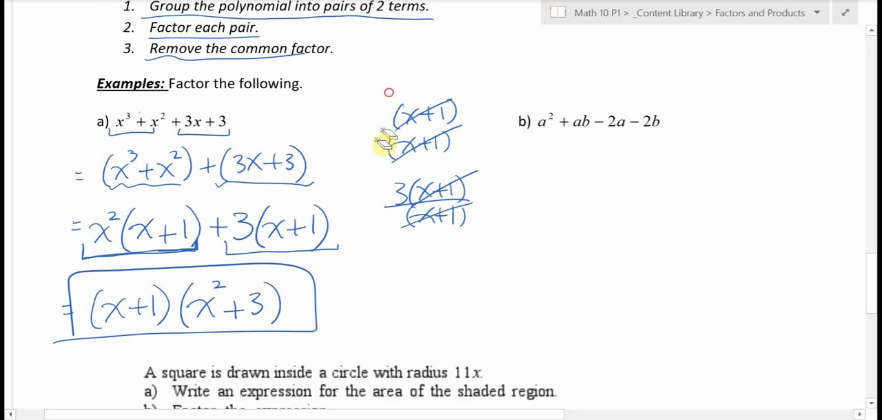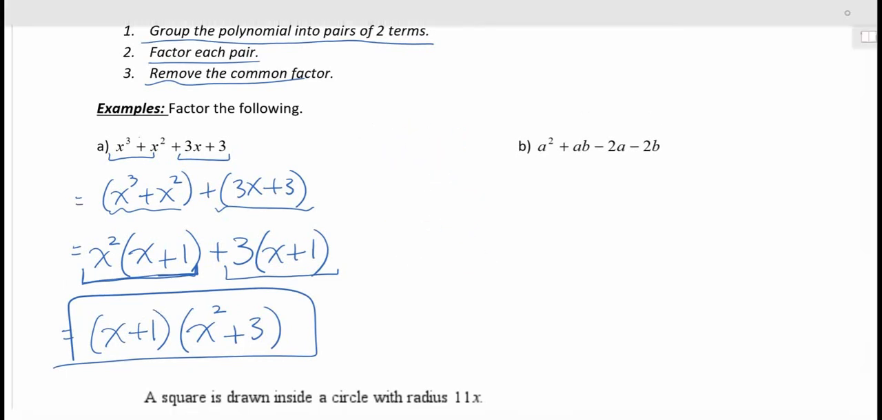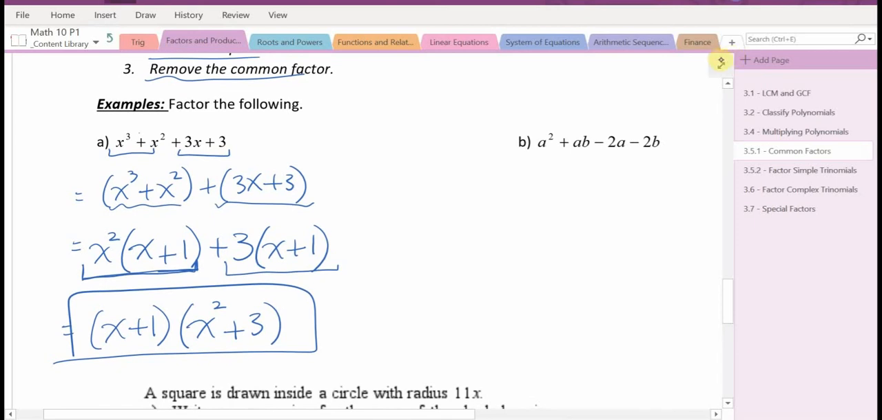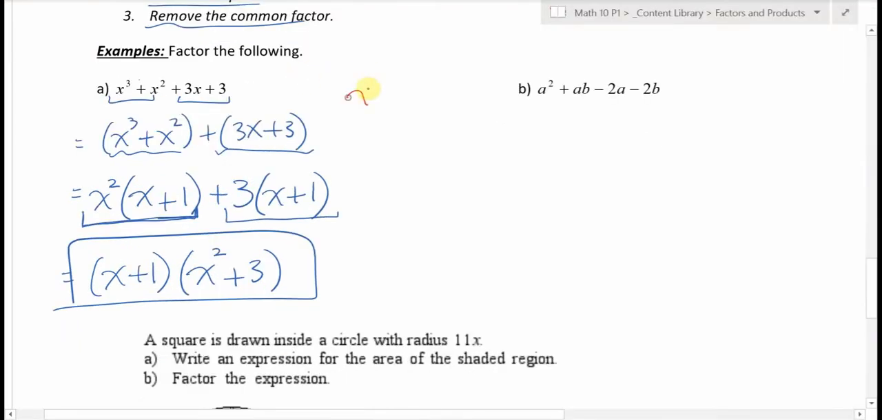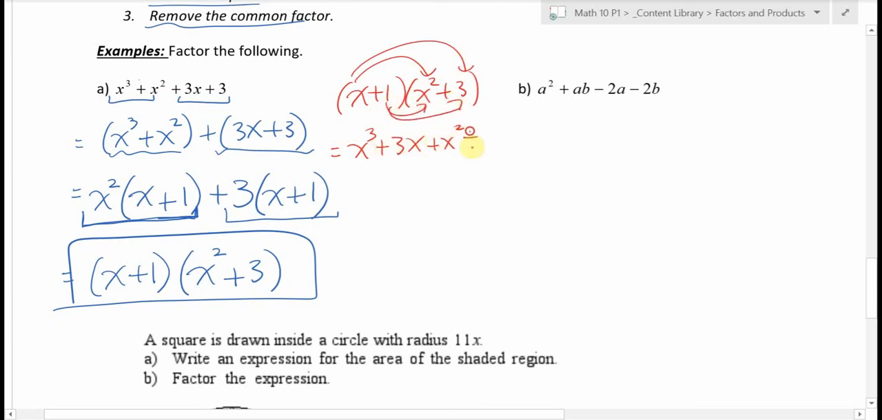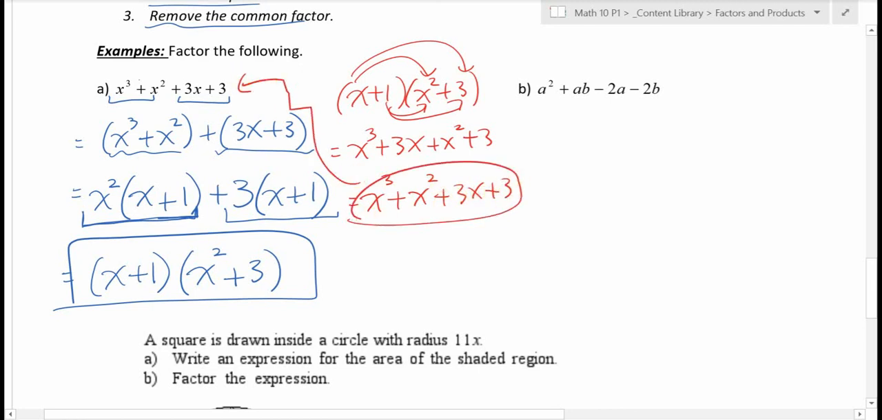Now, for this example, let me erase this. Let me actually show you by expanding that they are actually the same. If we were asked to expand this, you expand like that. So x times x squared is x cubed. x times 3 is 3x. 1 times x squared is x squared. 1 times 3 is 3. We write this in descending order for the exponent. You end up with x cubed plus x squared plus 3x plus 3. And you can see this is exactly the same as that, so we know we did it right.